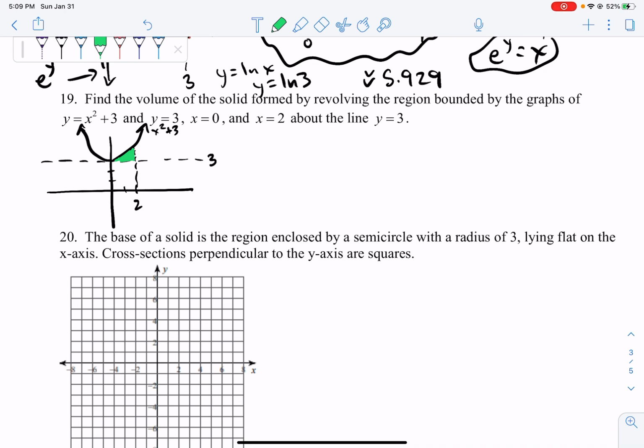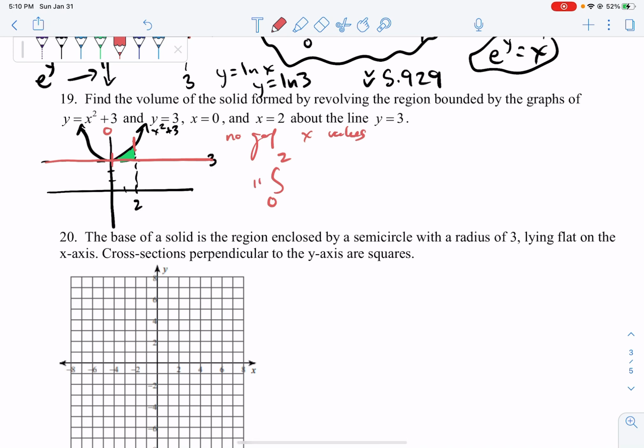And we are rotating that around y equals 3, which is our line right here. Okay, so again, there is no gap. And this time we are rotating it around a horizontal line, thank goodness. So we want our endpoints as x values. And we want our functions in terms of x, which they already are, thank goodness. Okay, so my left endpoint is going to be 0. So I'm going to integrate from 0 up to my right endpoint, which it told me is 2.